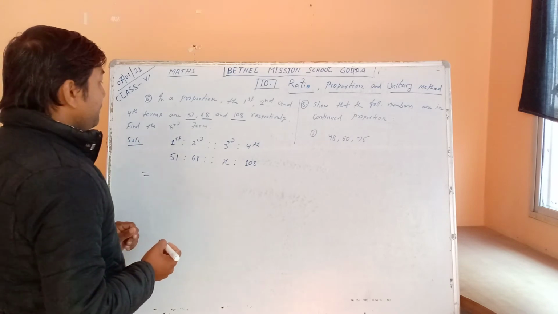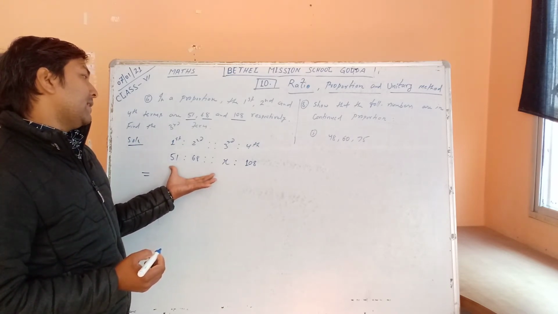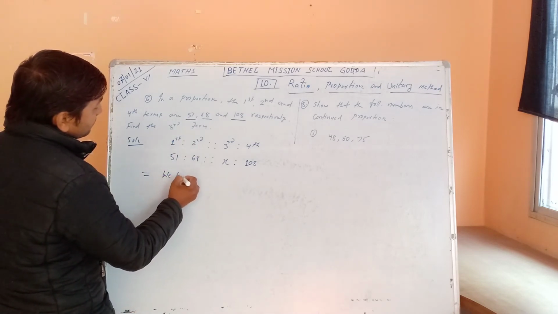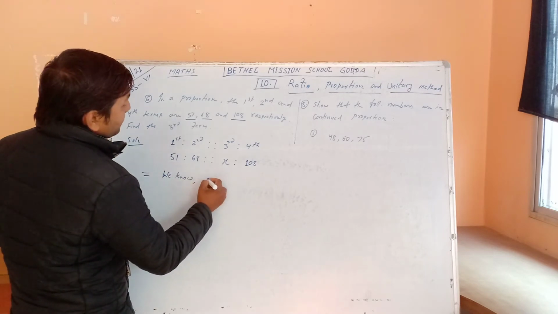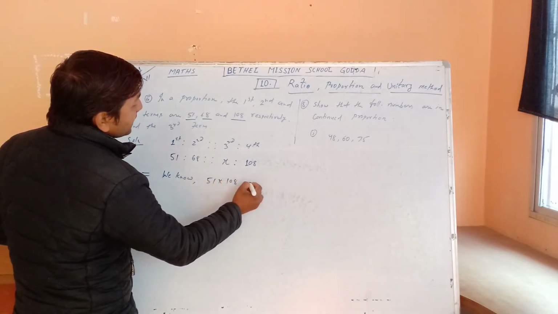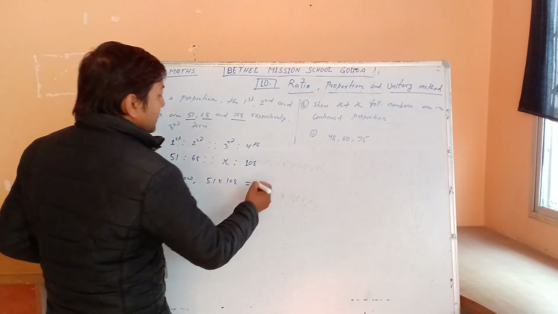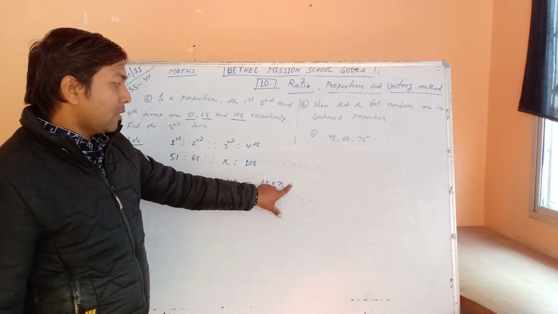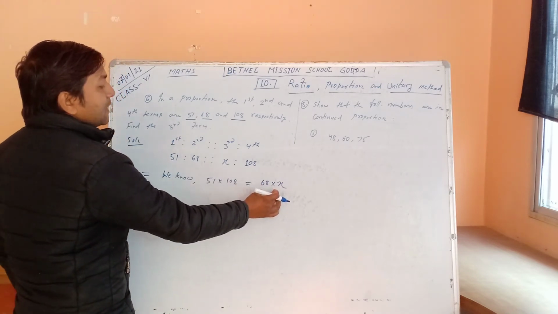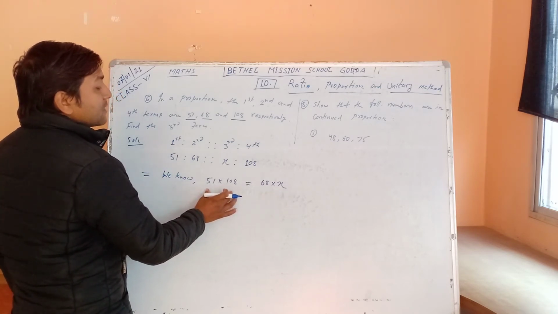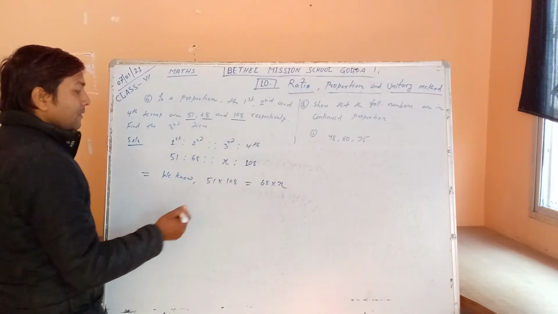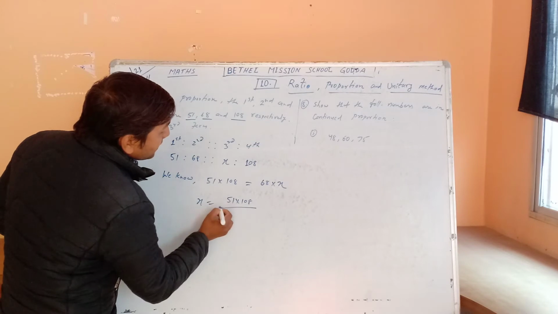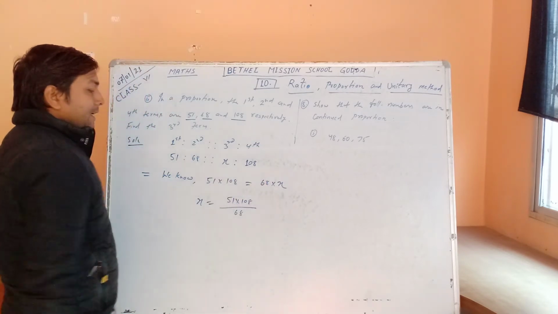You know that product of extremes equals product of means. We know product of extremes 51 into 108 equals product of means 68 into x. Now find the value of x. 68 is multiplied here, it changes side, it becomes divide. So here x equals 51 into 108 by 68.